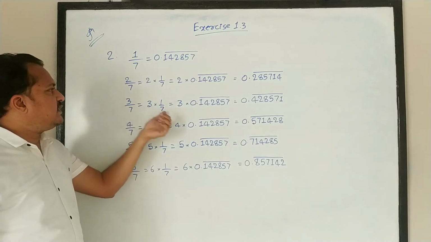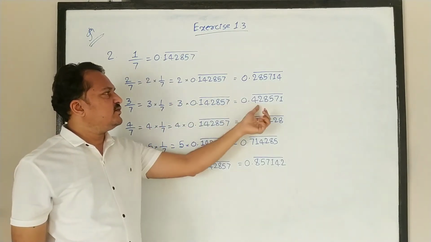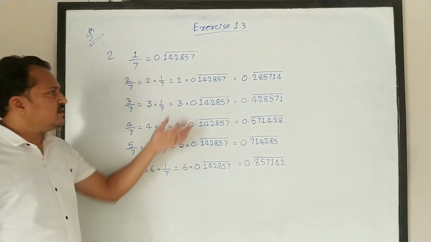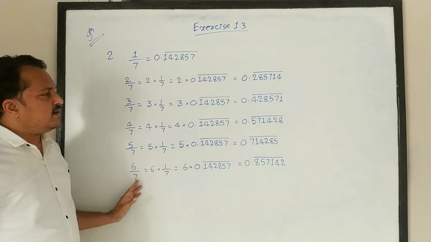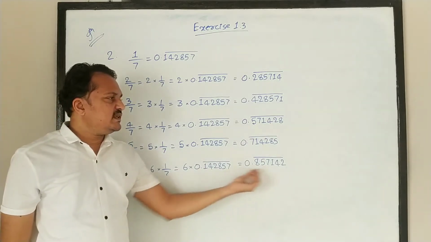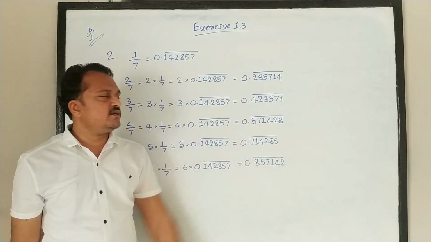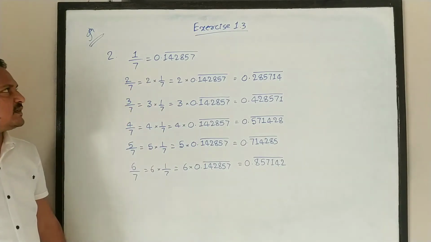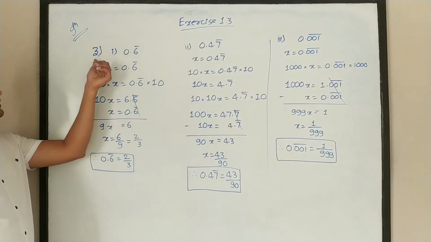So 3 by 7 is 3 into this. Again multiply 3 with this and you will get 0.428571. On multiplying by 3, 4, 5, 6, all these digits will be the same, but the places of those digits change. A simple problem: pause the video and write it down. We will come to question number 3.